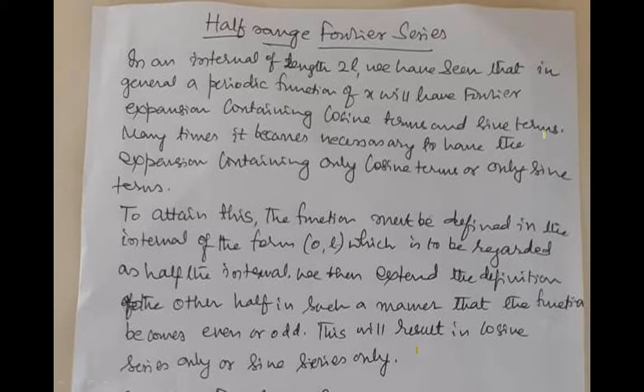It is already known by you because you might have seen so many examples of this type. Many times it becomes necessary to have the expression containing only cosine terms or only sine terms. Suppose this question happens, what shall we do? This is the condition of the half range Fourier series.